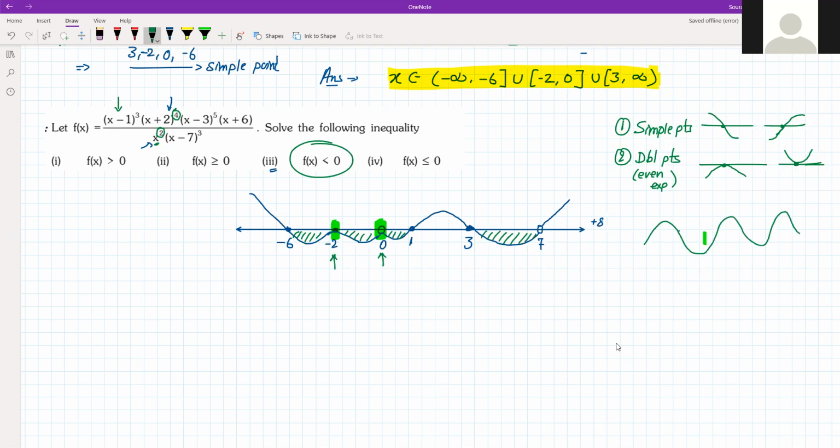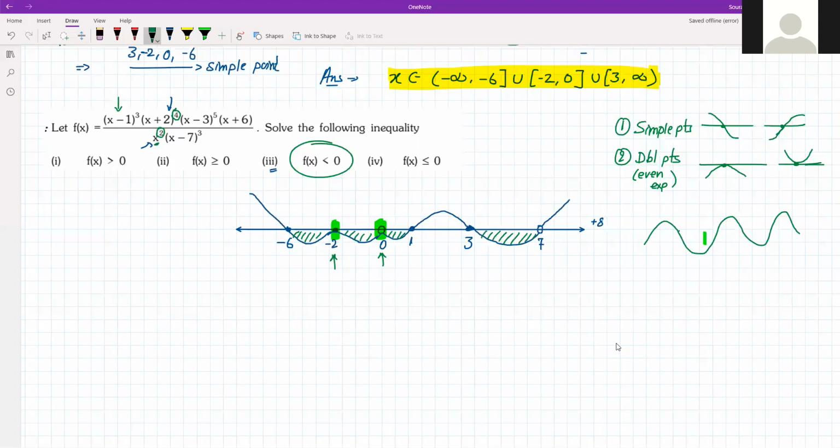That means it will have alternate positive and negative regions. How to identify which region is positive or negative? One way is that I take individual points in that region and find out whether it is negative or positive. For example, between -6 and -2, I can take a point, say -5, substitute -5 here, and I'll know whether it is positive or negative. That is one way of doing this. Another simple shortcut method is this wavy curve method.